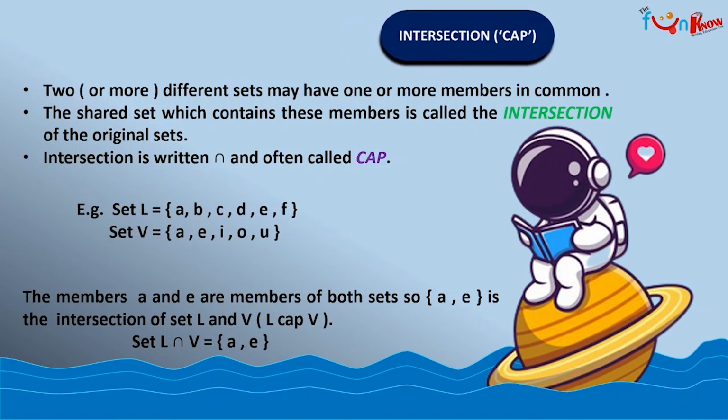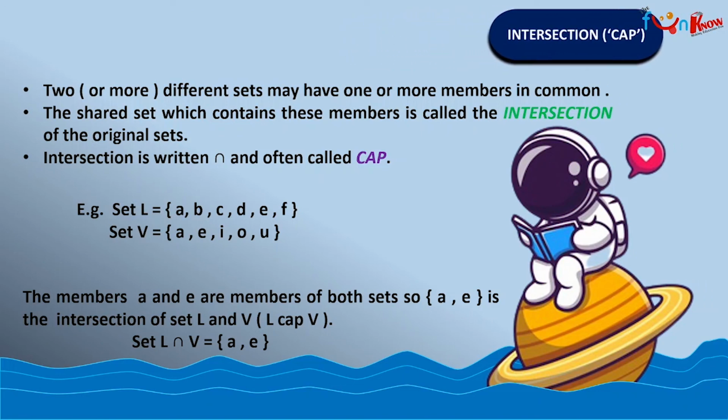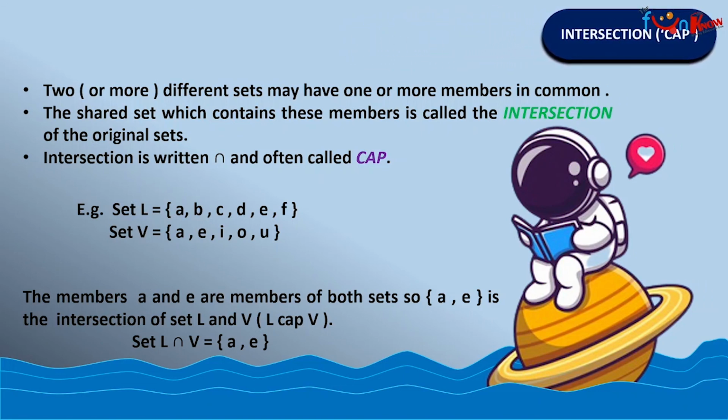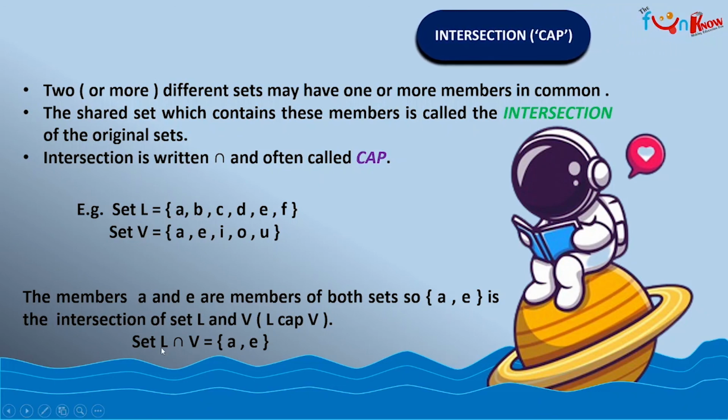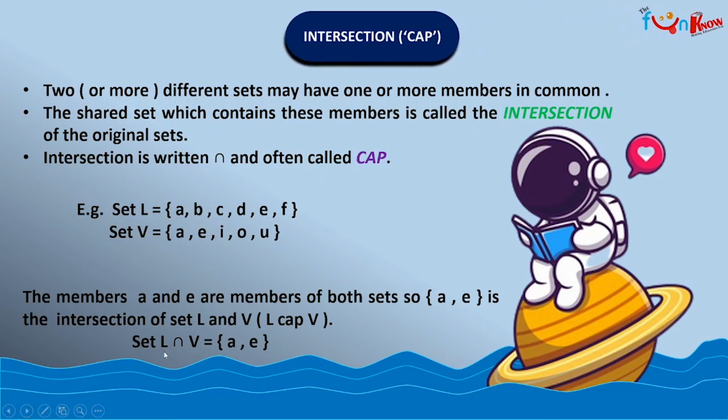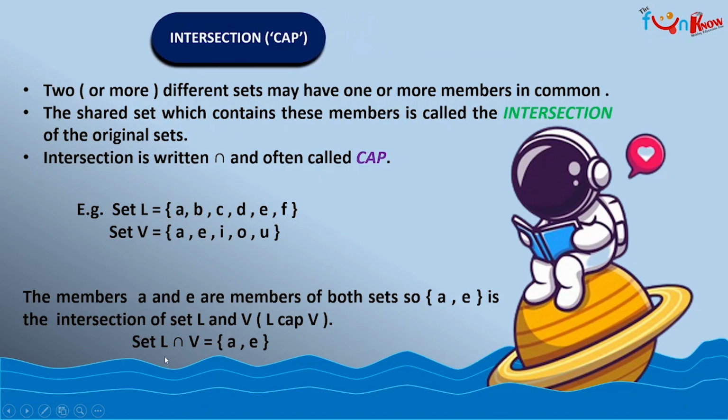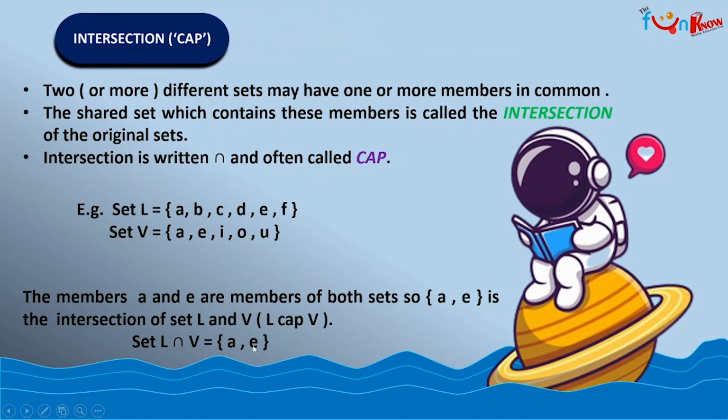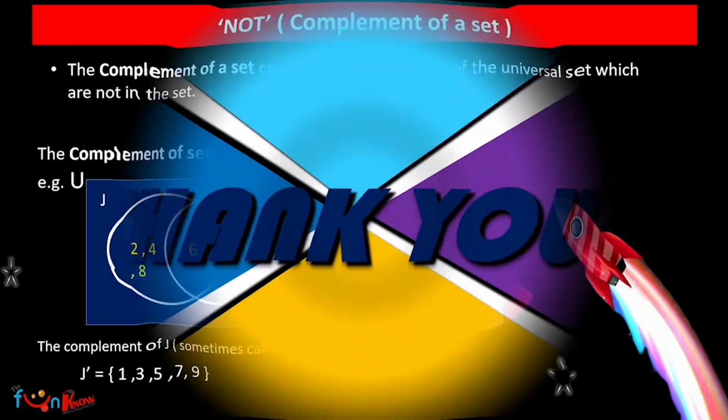So from now, if anyone asks you to find the intersection between two sets, you just have to find the common elements between them, and you write it like this. Whatever the sets are, you write the names of those sets with the intersection sign between them, and whatever the common members of them are.